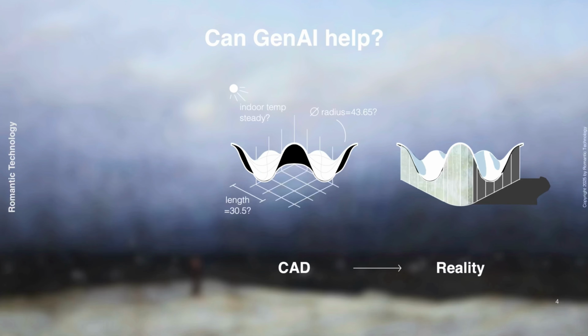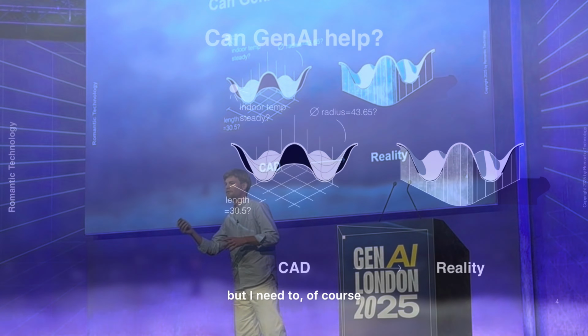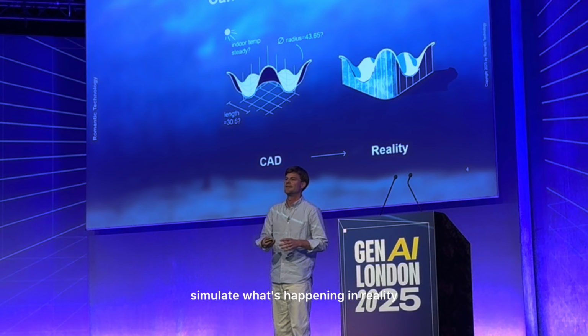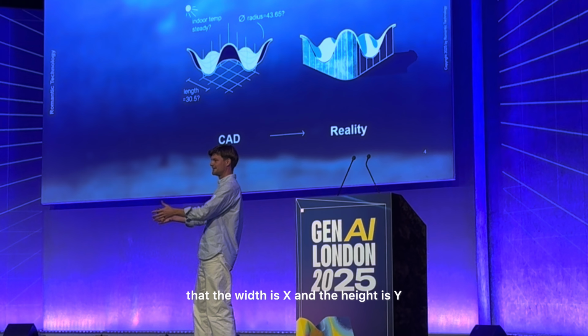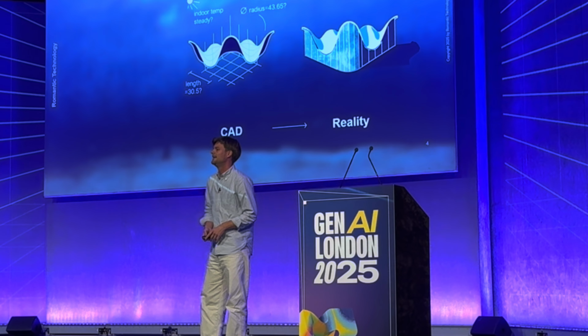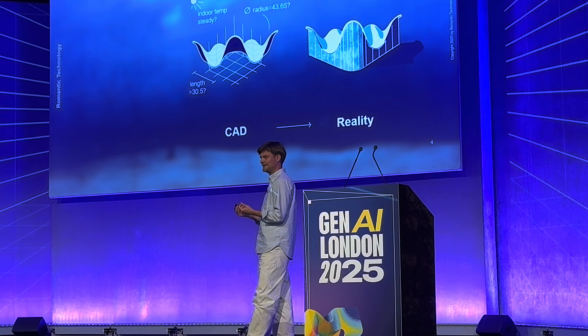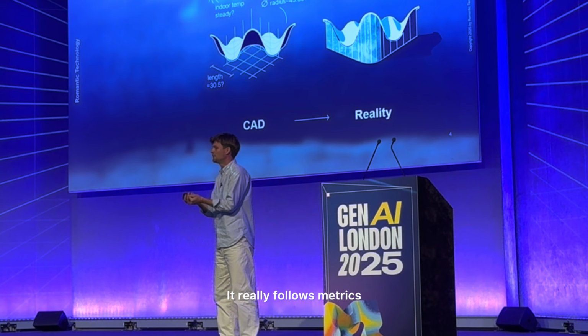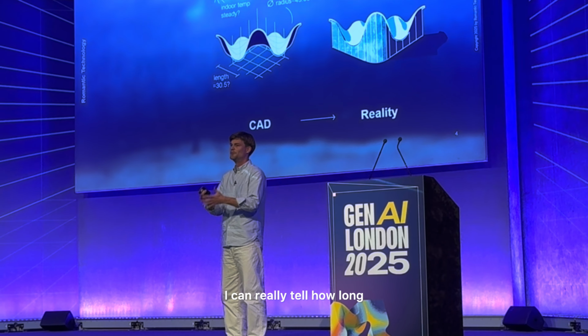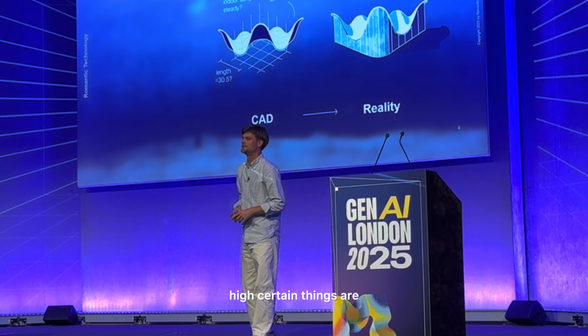And when I design it, I am in a digital space, but I need to, of course, simulate what's happening in reality, right? I need to make 100% sure, for example, that the width is X and the height is Y. So I need to fully trust that this digital representation is parametric. It really follows metrics. I can really tell how long and high certain things are.